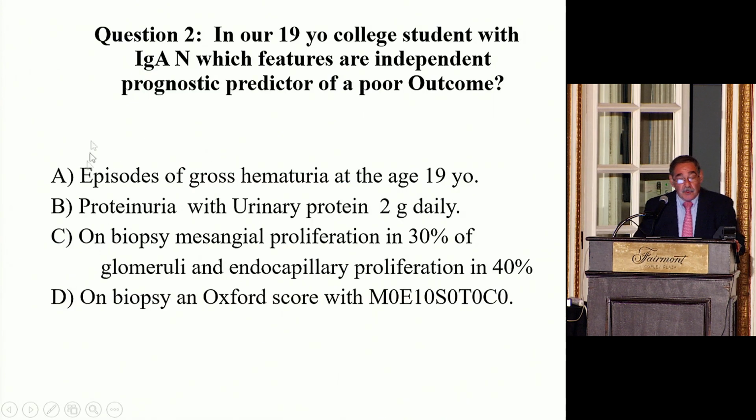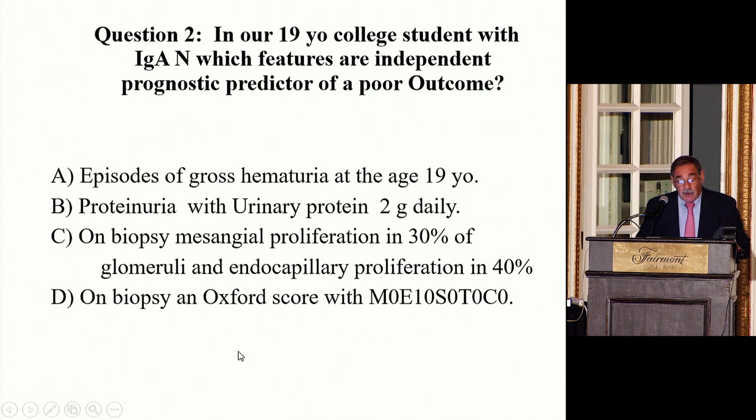So here's question 2. In our 19-year-old college student with IgA, which features independently predict a poor outcome in this patient? What is a poor prognostic finding? Episodes of gross hematuria. Guy had 2 episodes of gross hematuria at 19 years old. Proteinuria with 2 grams of protein in the urine. On biopsy, mesangial proliferation in 30% of the glomeruli and endocapillary proliferation in 40%. A biopsy with an M0, E1, S0, T0, C0.